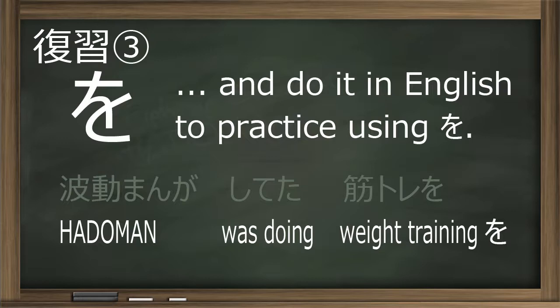Okay, this should be intuitive. Saying o right after an object word or phrase should be intuitive. So when you say weight training right here, you have to feel intuitively that you need to say o. It needs to be intuitive. So practice doing this until this becomes your second nature.